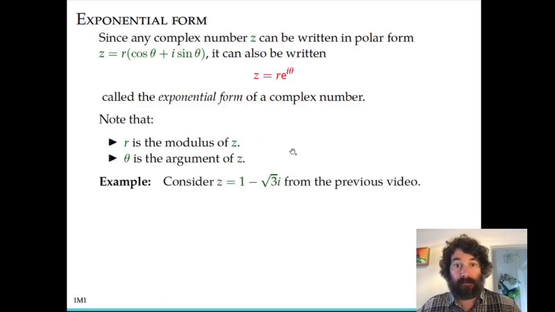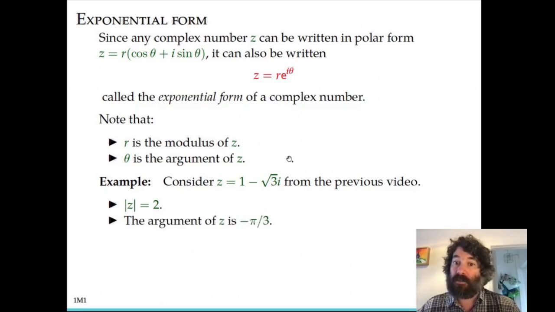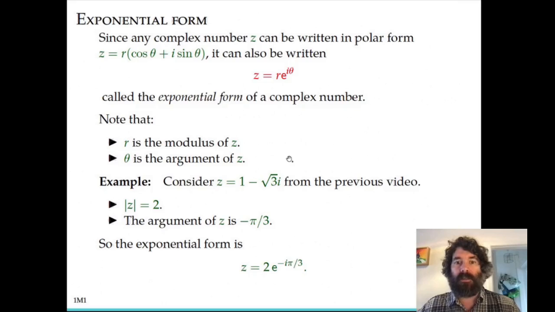So for example, suppose we had the same complex number as in the previous video. This is the example that I did in the last video. z equals 1 minus square root of 3 i. We calculated the modulus of this to be 2, and the argument to be negative pi over 3, that's theta. And so the exponential form for this complex number is 2 times e to the negative i pi over 3. And this 2 is r, and negative pi over 3 is theta.